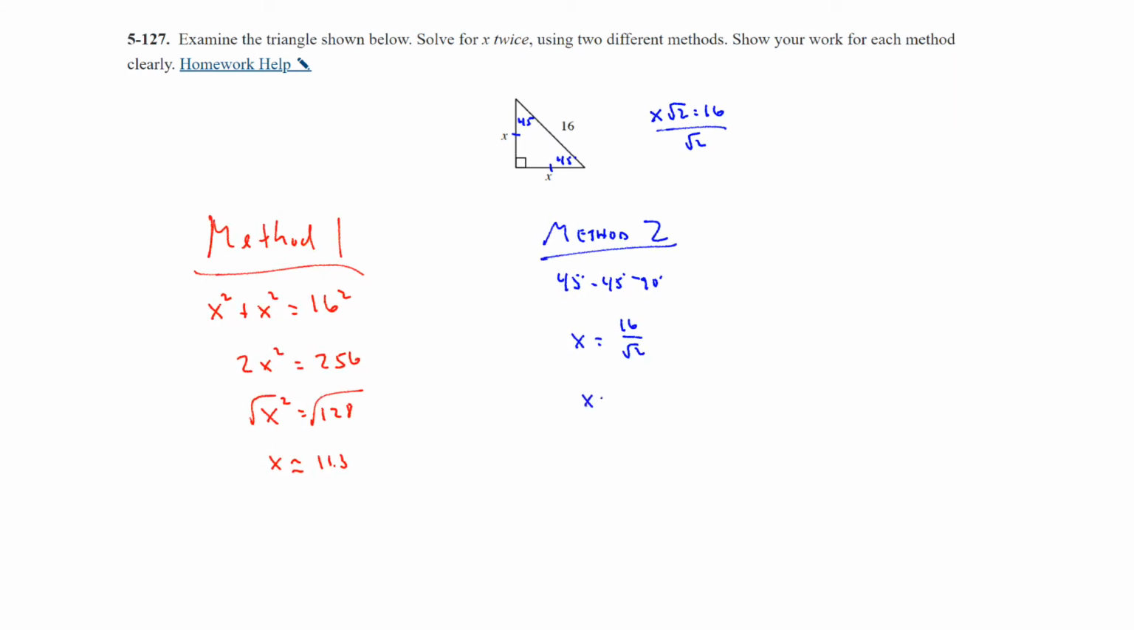And if you plug that in your calculator, you're going to get x is approximately 11.3. If you don't want to use your special right triangles, then you can set up sine or cosine to be able to solve that as well.